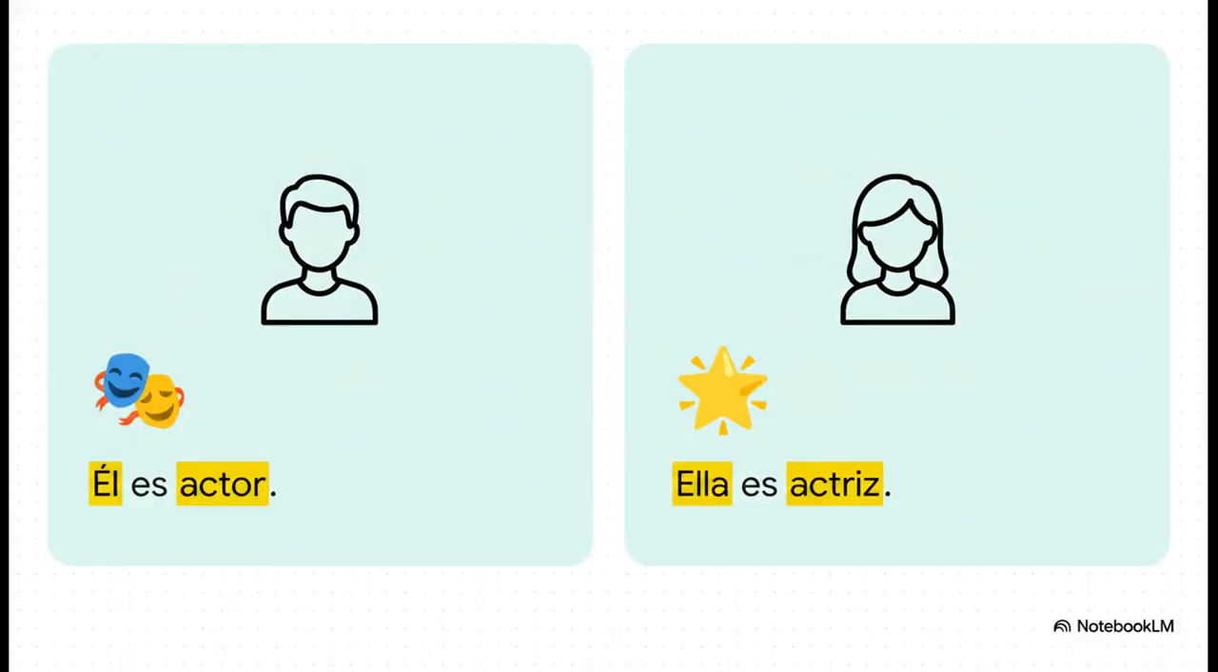Here is the breakdown. For Pedro, we say, él es actor. He is an actor. For Ana, we say, ella es actriz. She is an actress. This is a brilliant example of how Spanish requires us to match the gendered pronouns él and ella with the distinct gendered titles for the profession.